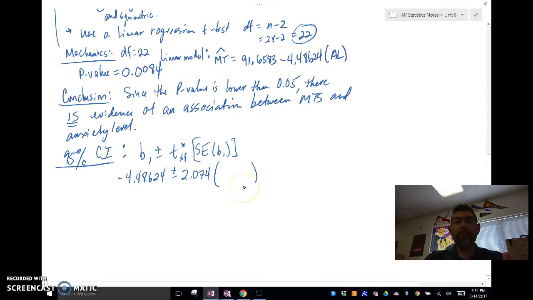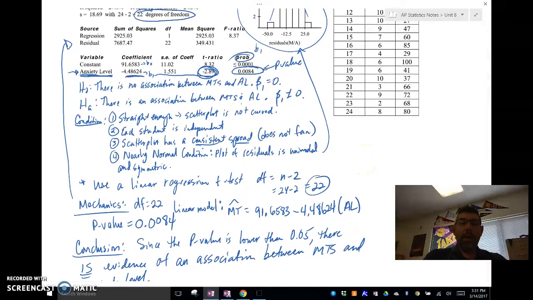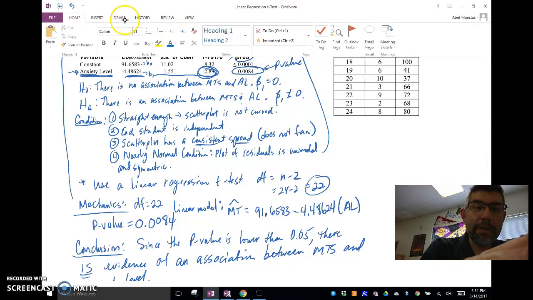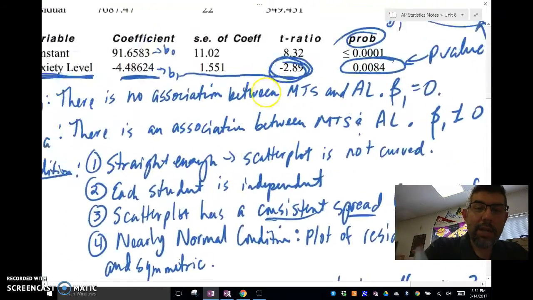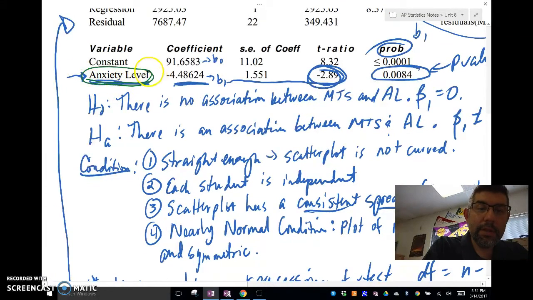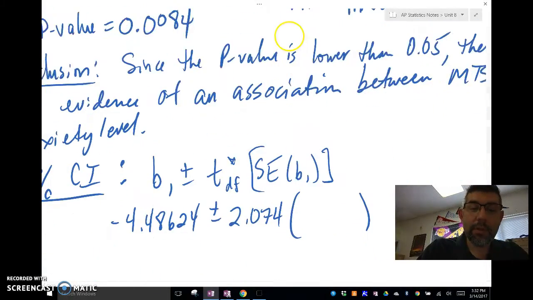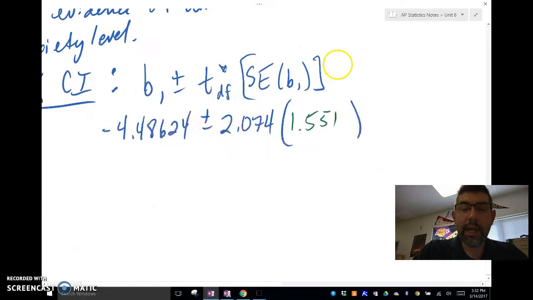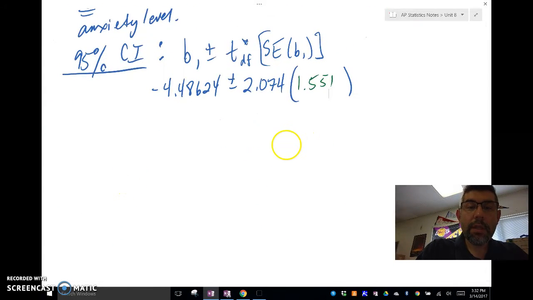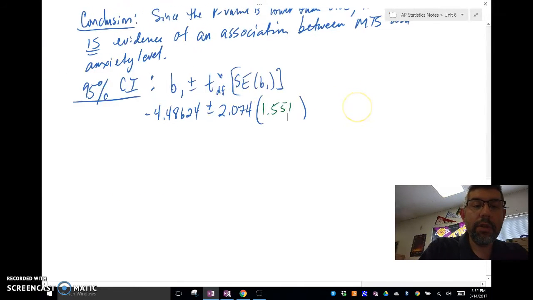And the standard error of my slope we can find given in our computer output. Here's anxiety level; this all represents B1. So our standard error is 1.551, and that's what I'm going to use for my standard error. I'm going to go ahead and do the math there, and I get negative 7.70 and negative 1.27.